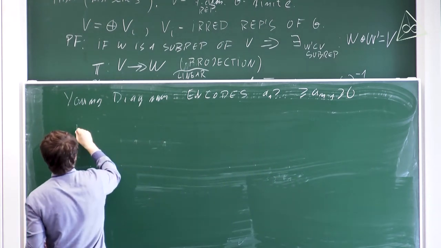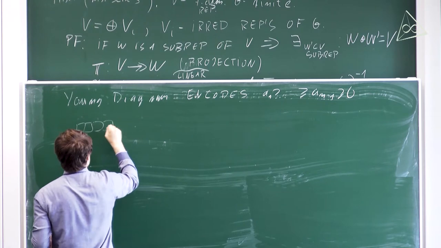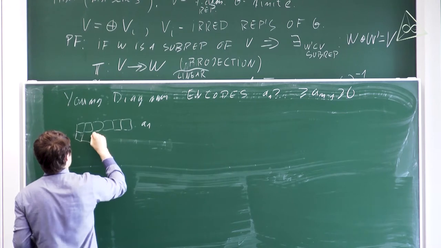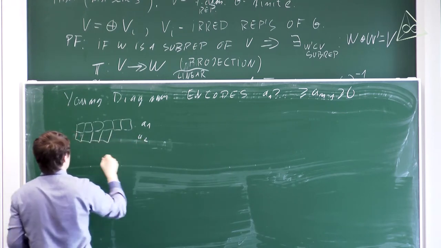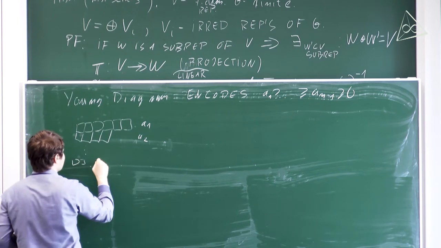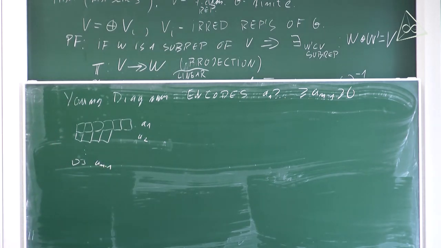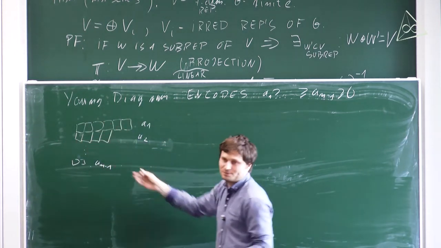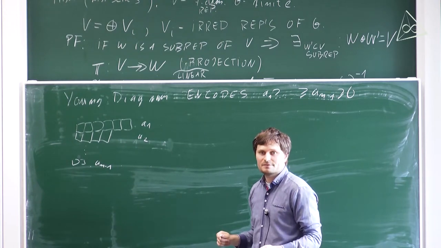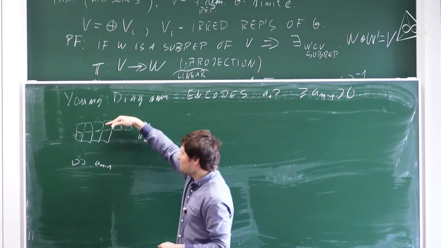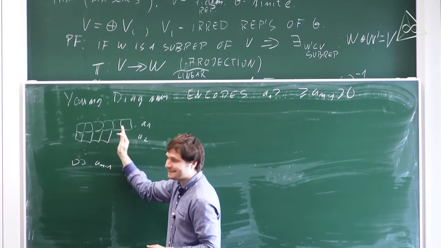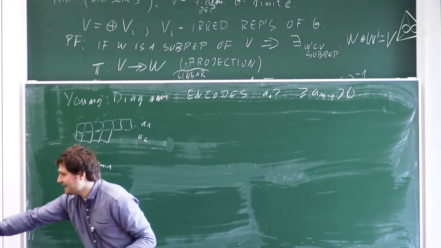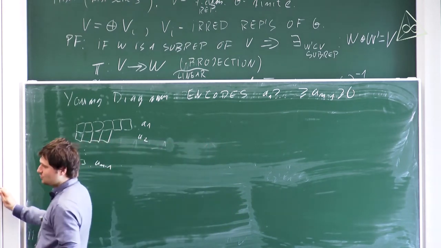And how do we do it? We draw boxes. a1 many of them. We draw a2 many of them, and so on. And we draw a(n-1) many of them. I don't have time to provide a formal definition, but everything that can be obtained like this is a Young diagram. So boxes, one on top of each other, and every next row can be at most as long as the previous one. So what's the Young diagram here for this representation, S2 of C2?